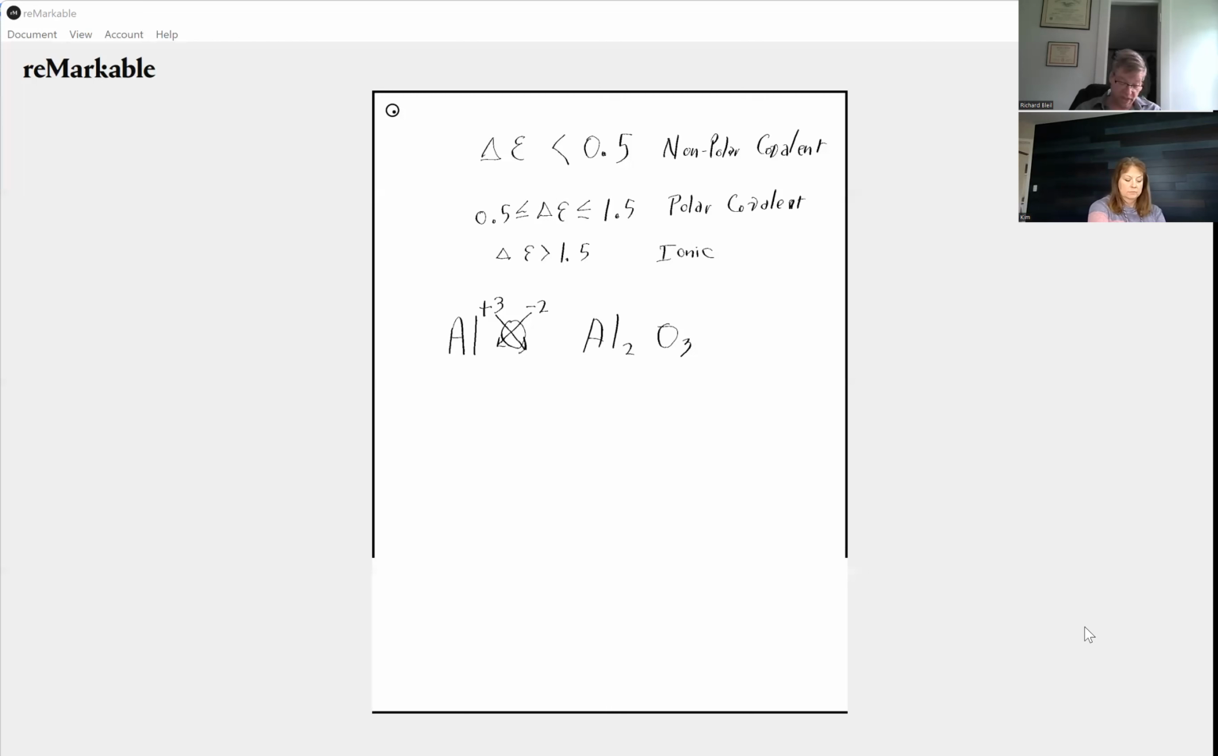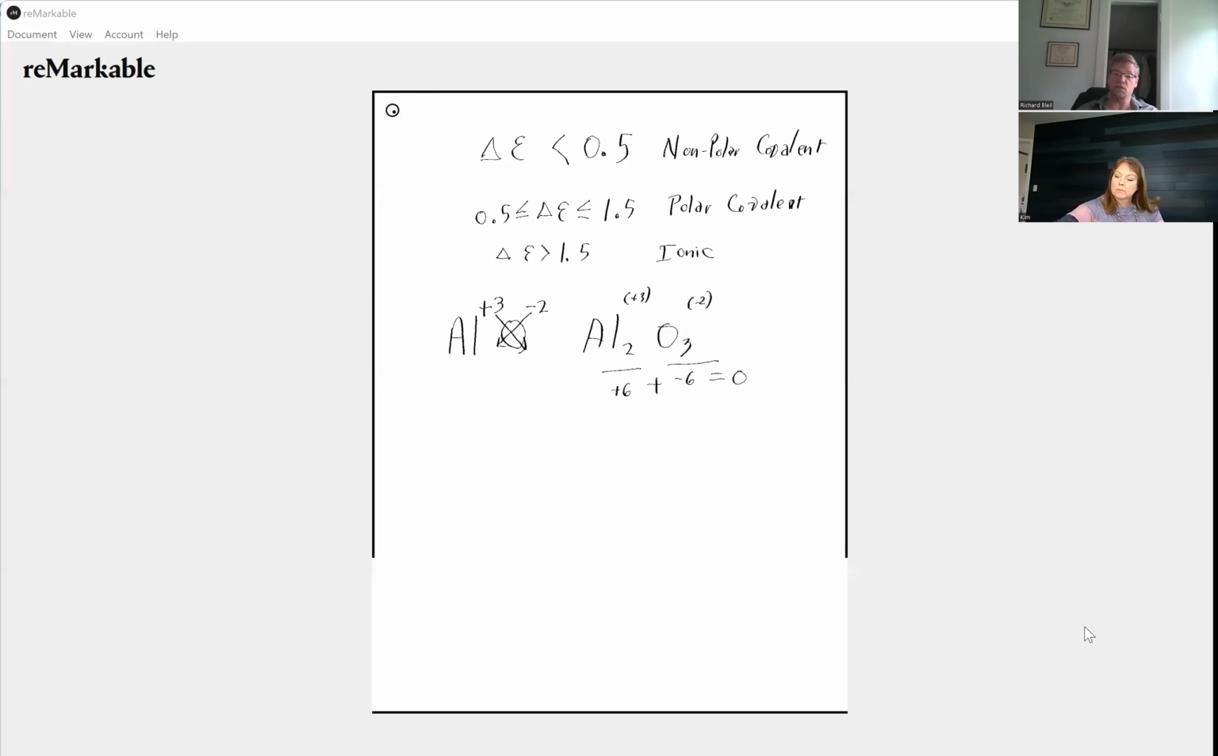We can check to be sure we did it correctly, put those charges back. I always like to put them in parentheses so I don't get confused. Multiply them. 3 times 2 is +6. 3 times -2 is -6. Compounds are always electrically neutral. Valid compounds are always electrically neutral. So those charges should add up to 0. If they don't, you did something wrong.